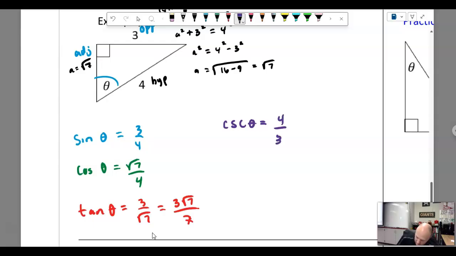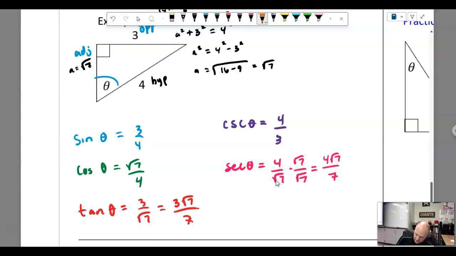Okay, and then let's check out cosecant of theta. Reciprocal of sine. 4/3. Hey, pretty easy. Secant theta, we're going to have to do some rationalization here. 4 over root 7, we'll multiply. This is rationalization again, if you're like, what the heck is he talking about? Multiply by that radical in the denominator because it will cancel. We get square root of 49 in the denominator, which is just 7. So 4 root 7 over 7, right?